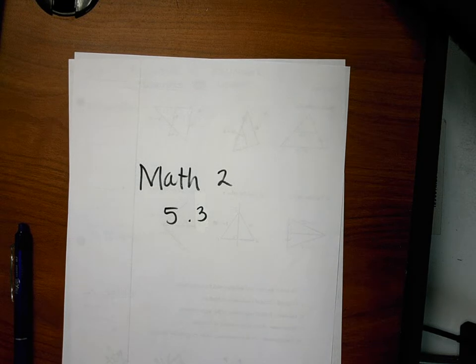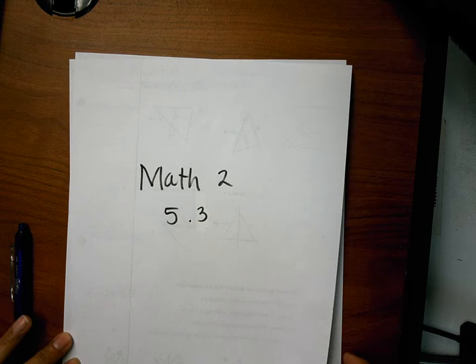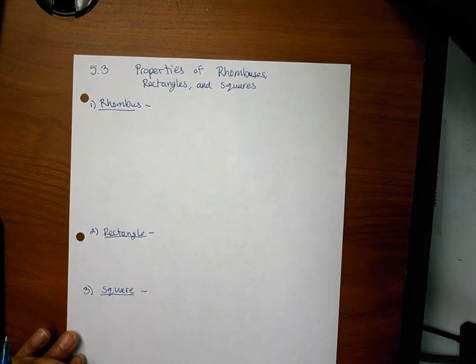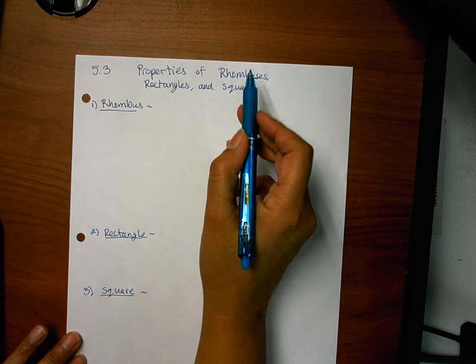This is Math 2, 5.3 notes. That's Unit 5, Lesson 3. The title for this lesson is Properties of Rhombuses.